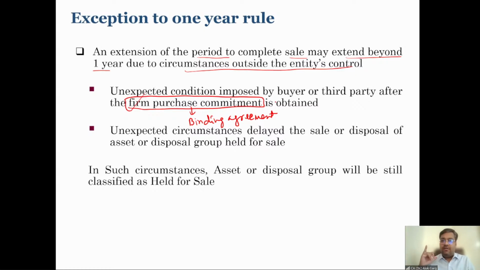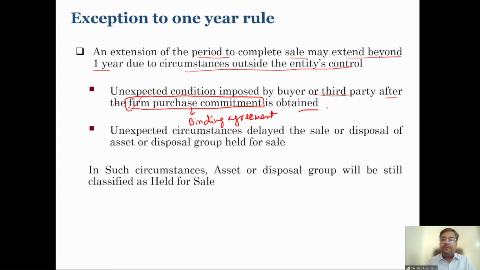So first, there must be a binding agreement. Second, the circumstances should be beyond the entity's control. So an unexpected condition imposed by the buyer or a third party after the firm purchase commitment is obtained, right? So friends, there is a binding agreement, and the seller has entered into a contract with the buyer, and the buyer has also entered into a contract with the seller, right? And after this contract, the buyer has imposed some condition, right?